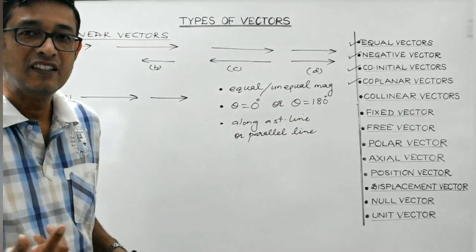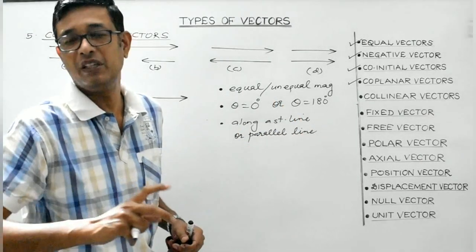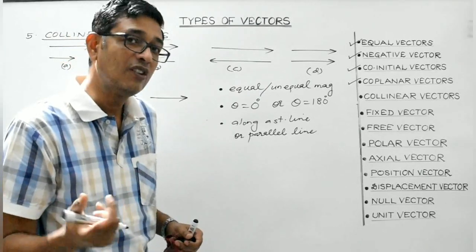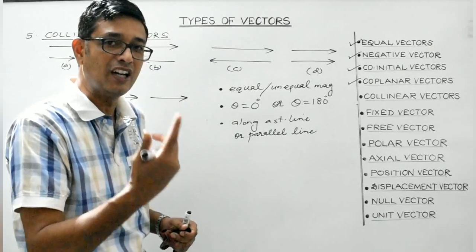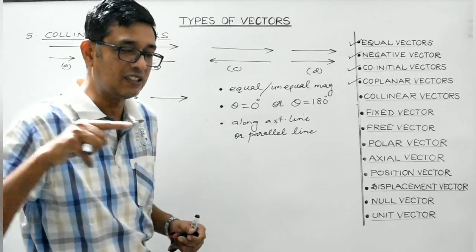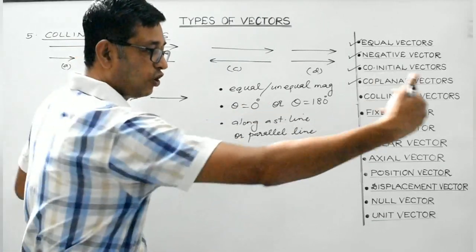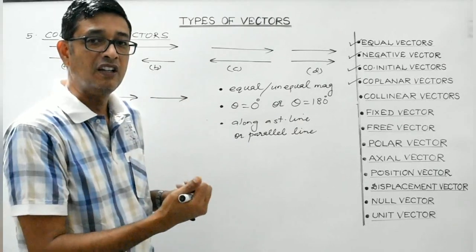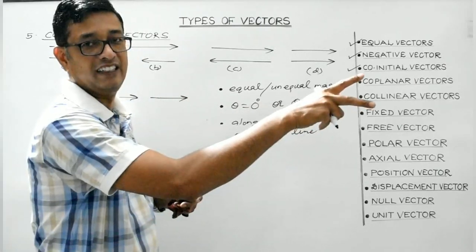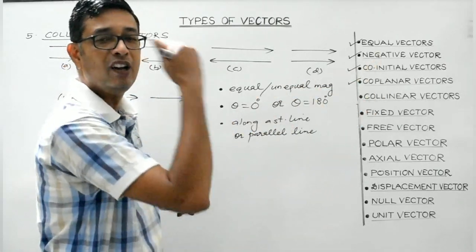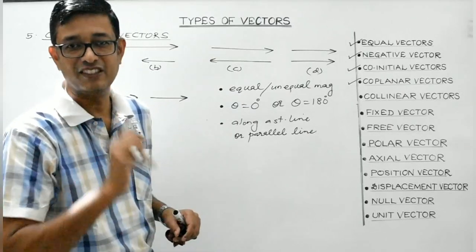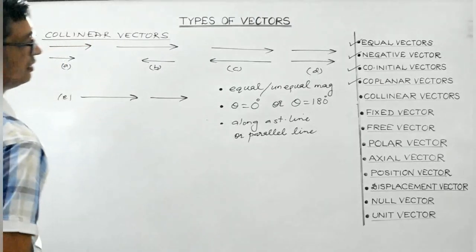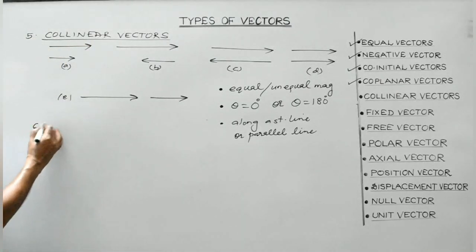So accordingly, the angle between collinear vectors may be either 0 degrees or 180 degrees. And remember, they can be of equal magnitude or unequal magnitude. They can act along the same straight line in the same direction or in the opposite direction, or they can act along parallel lines, again in the same direction or in the opposite direction. So I hope it's clear. Collinear vectors, right? Okay. Next is fixed vector.